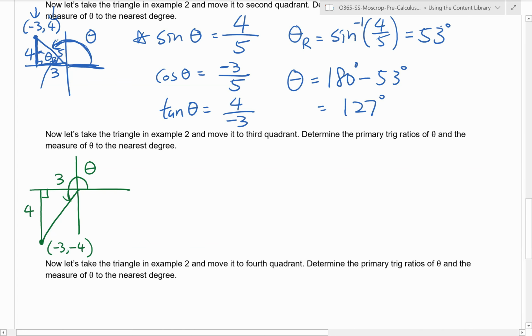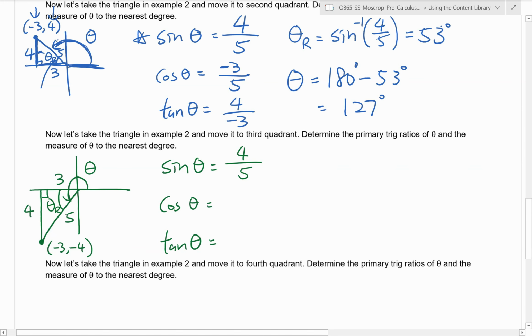So this is the reference angle right there. Now the same thing, we can use this triangle in the third quadrant and figure out the ratios for sine theta, cosine theta, and tangent theta. Sine theta is opposite over hypotenuse. Hypotenuse is 5. The opposite side from the reference angle is 4, and the hypotenuse is 5.